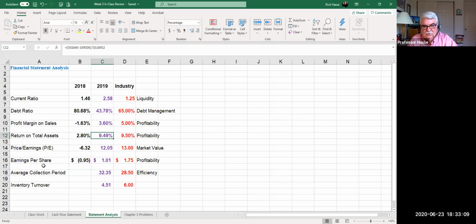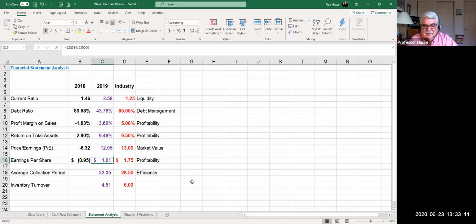I'm going to skip on down to earnings per share, which is another way of displaying net income for a company. It's the net income in relationship to the number of shares of stock outstanding. So earnings per share is the relation of outstanding shares of stock to net income. Well, in 2019, they had $253,584 of net income. That divided by 250,000 gives us $1.01 earnings per share.